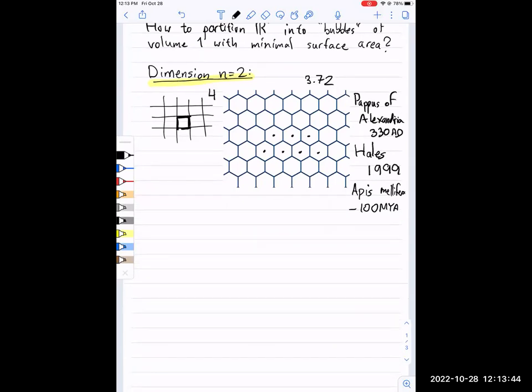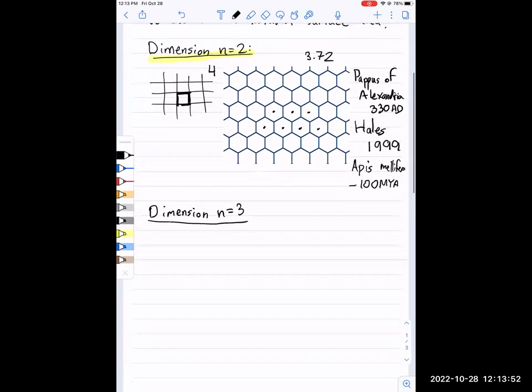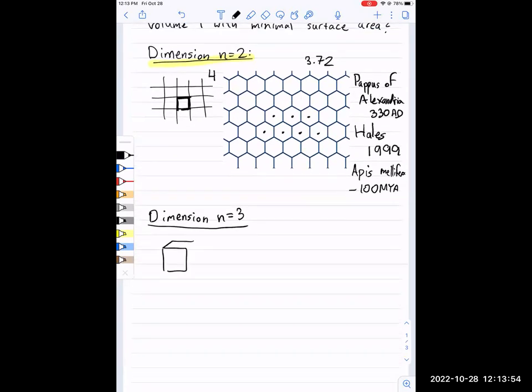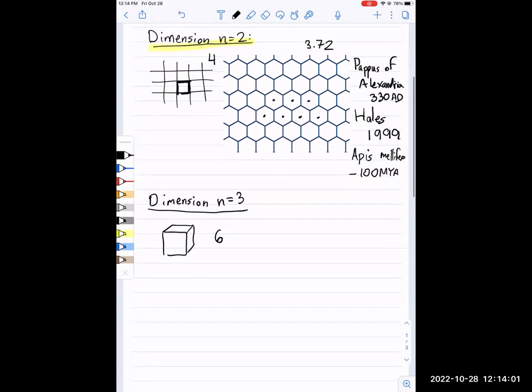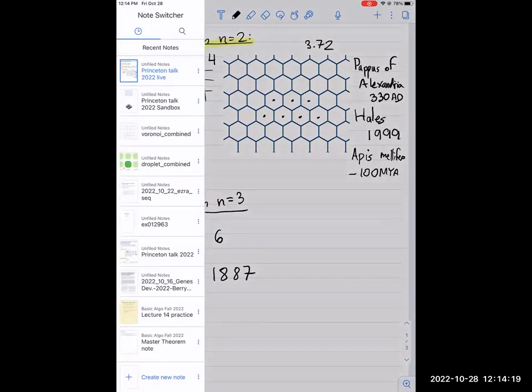Everything is nice and understood. Things get already messier in dimension 3, more interesting, I would say. If you just take a cube, there are 6 faces, so the surface area is 6. But already Kelvin realized in 1887 that you can do better than that. And that, again, connects to a well-known lattice packing, lattice structure. The way you do that looks something like that.